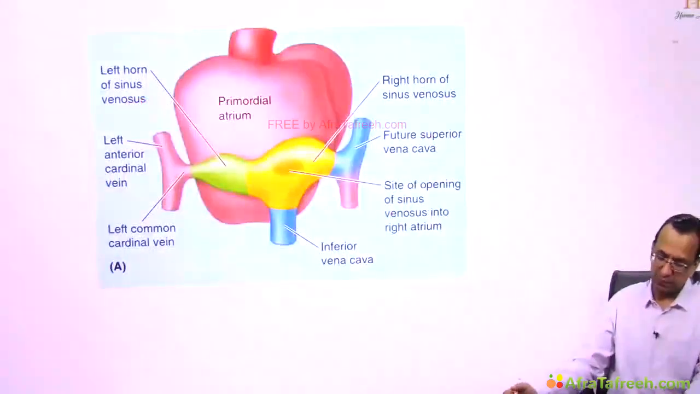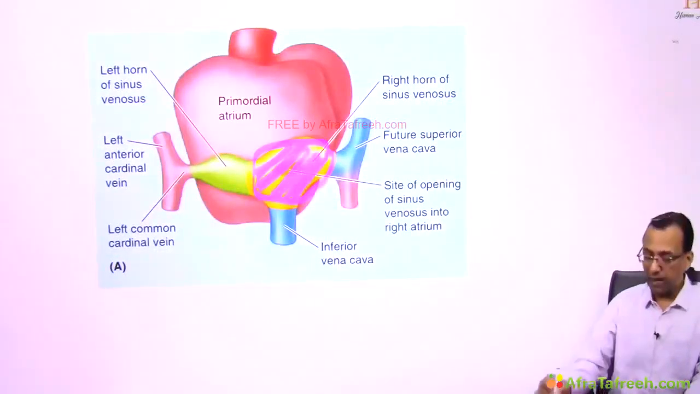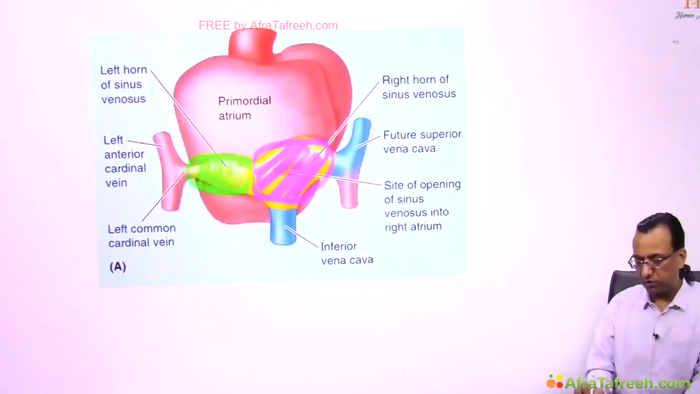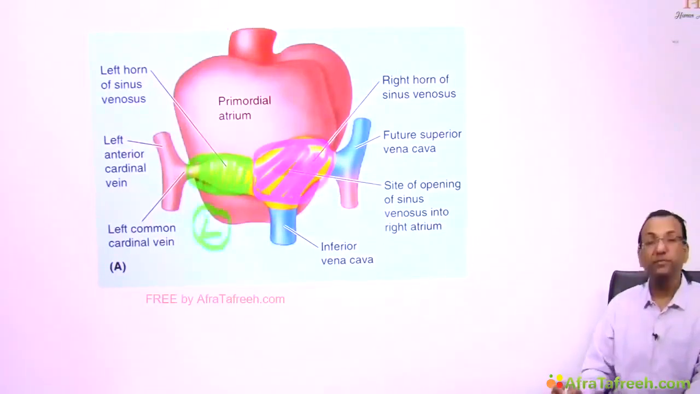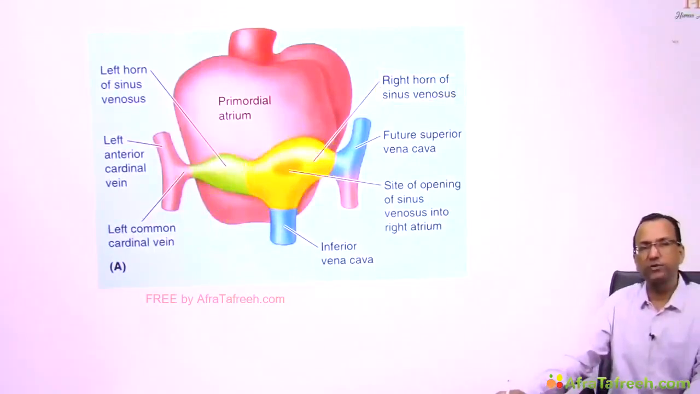Yes, it is here. What is this? This is the right horn of sinus venosus, which is seen. And where is the left horn? Left horn is here. Why is this the left horn? That is the left horn because you are seeing from the posterior side. This is posterior of the heart. So this is the right horn of the sinus venosus from the posterior of the heart.